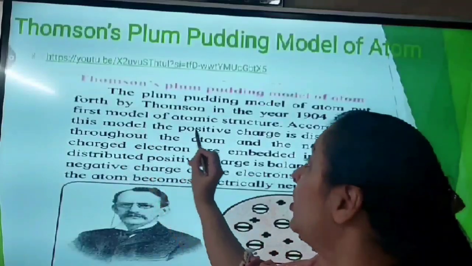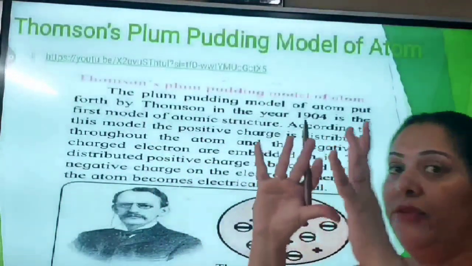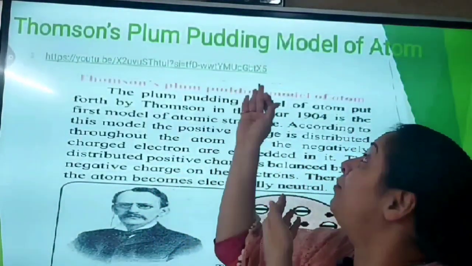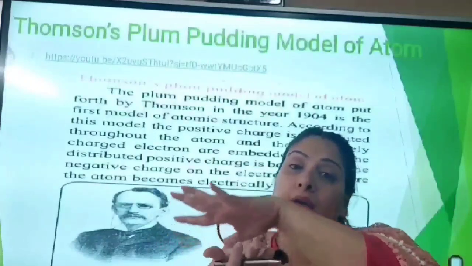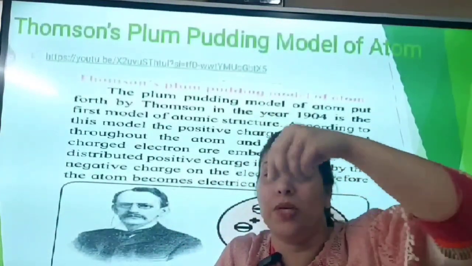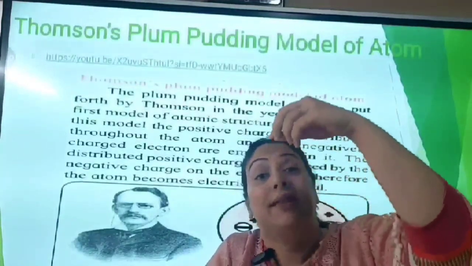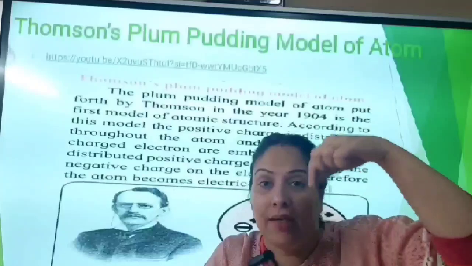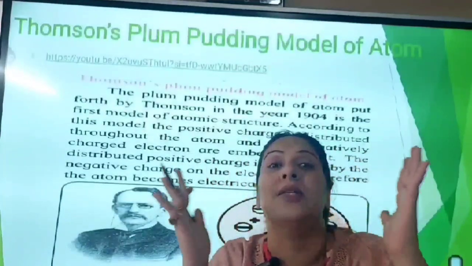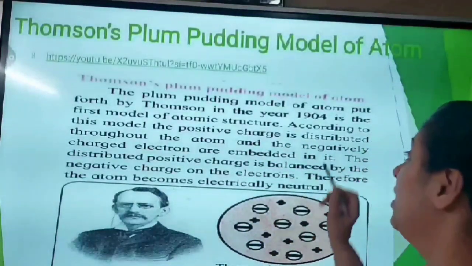According to this model, the positive charge is distributed all throughout. Like if you've seen a watermelon or you've seen a cake. Okay. Let's talk about a plum pudding. If you've seen a pudding, everything is positively charged. And on top of it, how we put raisins, almonds or fruits. Those were the negatively charged toppings on it. This is how he assumed that the structure of an atom looked like.